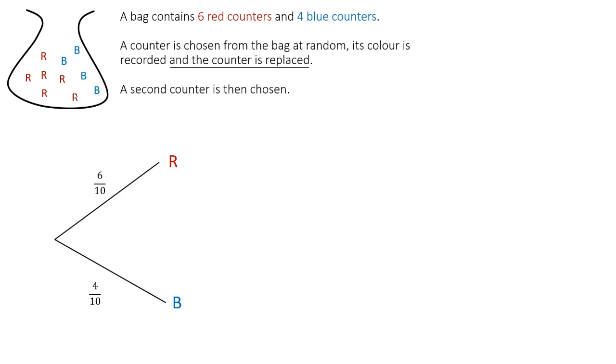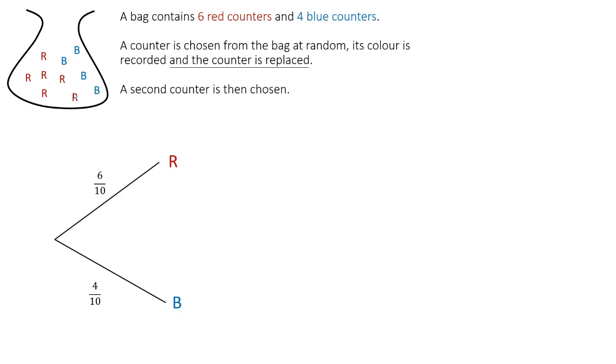Something to notice at this point: 6 out of 10 and 4 out of 10, if we add those together, we get 10 out of 10, or 1. That makes sense because the 2 options are red and blue. That's all the possible options, all the possibilities. If we have all the possible options, the probabilities will add to 1. It's a useful thing that can be helpful to check our answers on these branches.